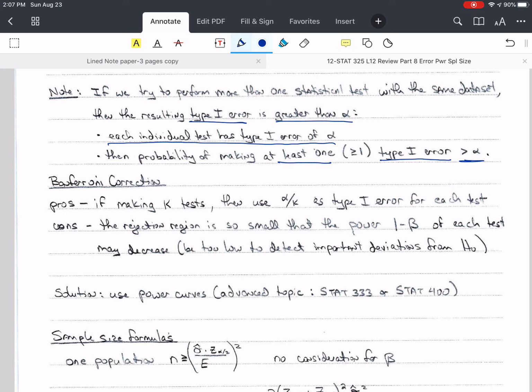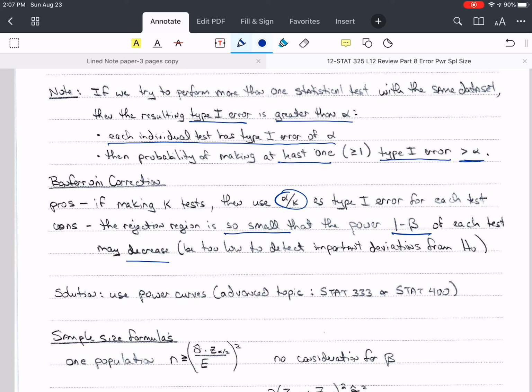So alpha gets inflated. So we can make a Bonferroni correction, and the pro is that if we're doing k tests, k is a number, then we can use alpha over k as the type 1 error for each test, and we certainly won't exceed alpha for all the tests combined. The con to this is that the rejection region is so small that the power of each test decreases. Okay, it may be too low to actually detect important deviations from H naught. So Bonferroni is what we call a little too conservative.